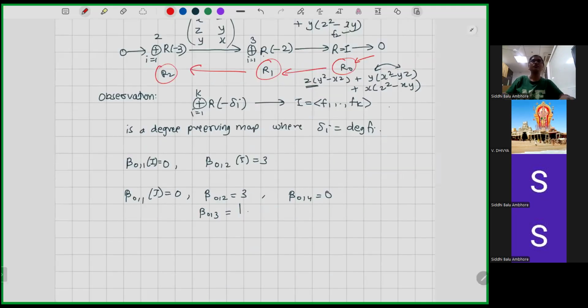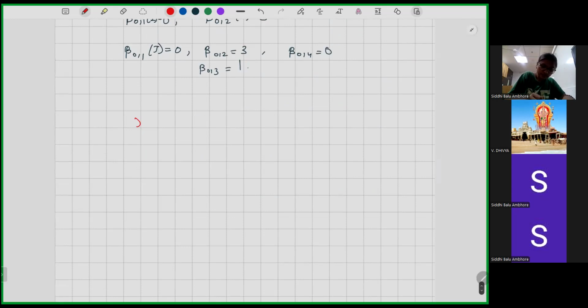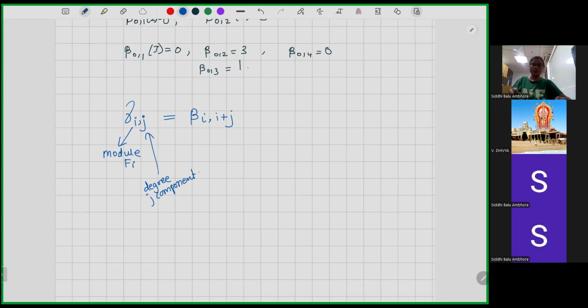So let me just write it here. I wrote this formula yesterday. This gamma i, j, if I have, is actually beta i, i plus j, where this i is my module F_i and this j is the degree j component which we want to calculate. Okay, so the table we had was this.